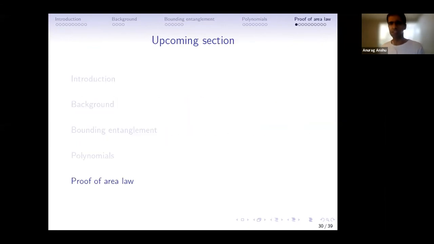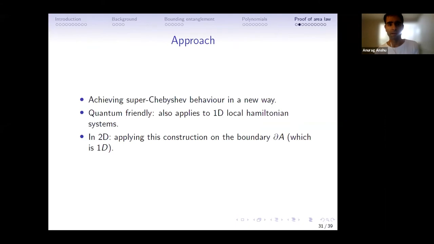So our approach, which will lead to the result, will be essentially achieving this super Chebyshev behavior in a new way, which will be quantum friendly. And we'll see that it will apply to these 1D local Hamiltonian systems, the frustration-free locally gapped ones. We'll do this in the next few slides, the first two parts. And then we'll see how to apply this 1D construction to 2D. The picture to keep in mind is that we'll be applying this construction on the boundary of the 2D. Because the boundary is a 1D shape, this result will help. So that's the overall approach that we'll follow.